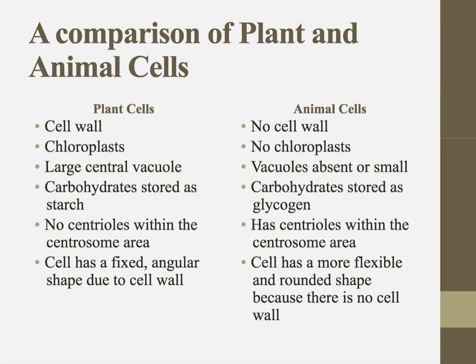Plant cells have no centrioles in that centrosome area, whereas animal cells do. Those are those churro-looking things. Plant cells have a fixed angular shape due to the cell wall. That's the one that I kind of messed up drawing, so hopefully you got that point. And then animal cells have a more rounded shape because there is no cell wall. These are more blobby.